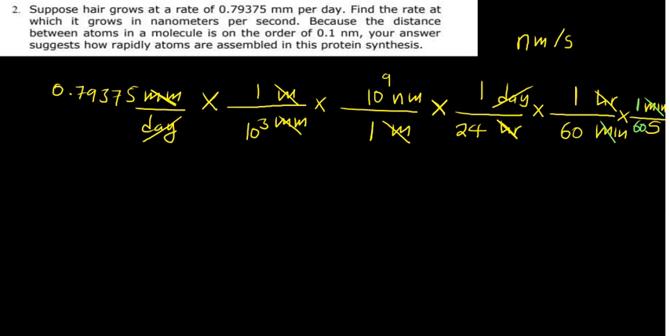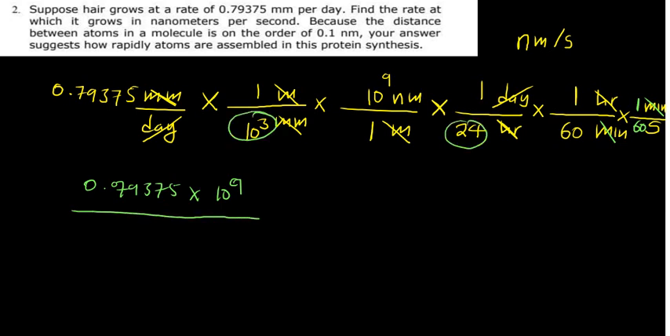So I'll just write it as 0.79375 times, on top I only have the power 9. And then in the denominator, we have 10 to the power 3. Thousand.